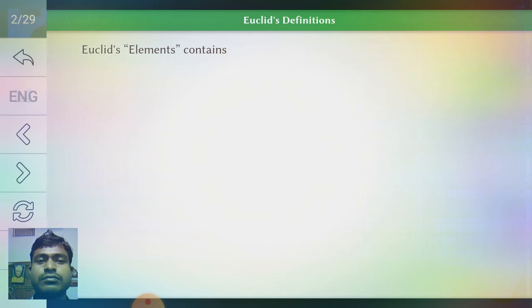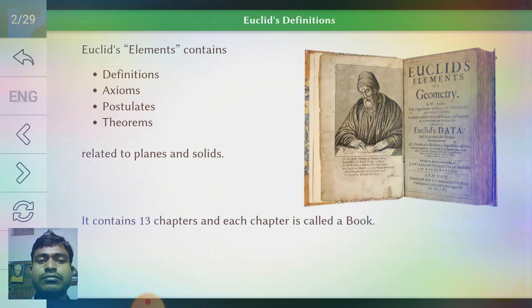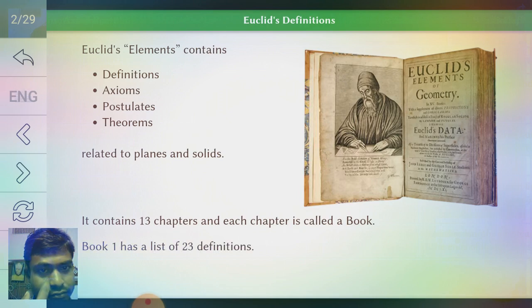Euclid's Elements contains the definitions, axioms, postulates, and theorems related to planes and solids. It contains 13 chapters, and each chapter is called a book. Book 1 has a list of 23 definitions. Let us learn about some of the definitions.